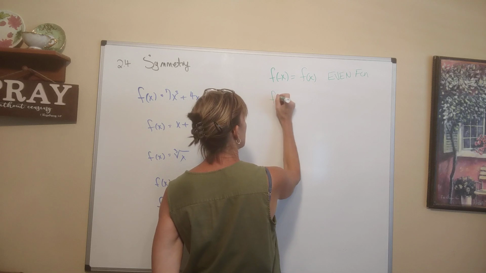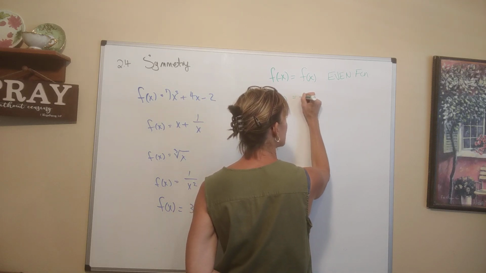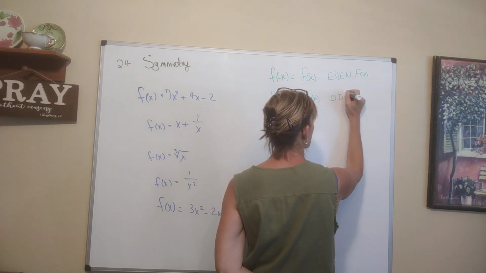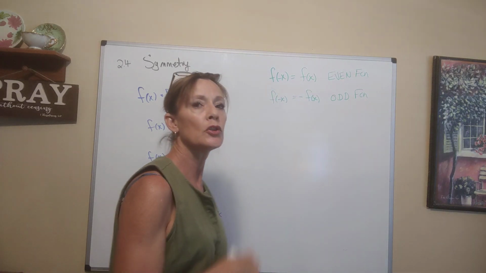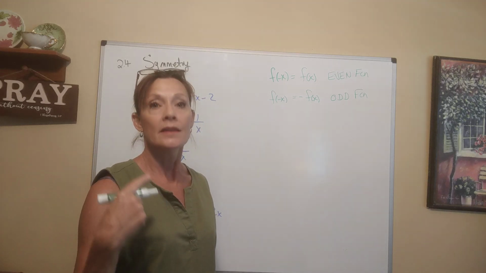If you put in negative x and you simplify it and you notice that it's equal to exactly the opposite of the original function, this is an odd function. It has origin symmetry. If you put in negative x and it doesn't look like either one of those things, then it's not even and it's not odd.